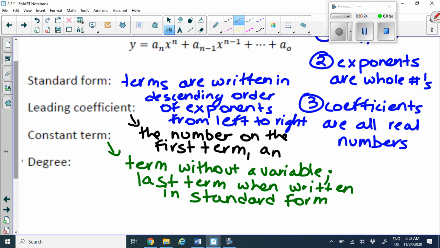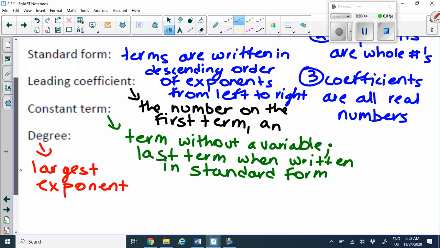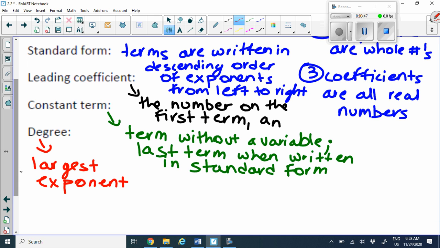And then the last thing is our degree. So what is degree? That is basically going to be the largest or highest exponent. So when we are writing in standard form, it's going to be our largest or highest exponent there. Okay, so now let's talk about all the different types of polynomial functions.